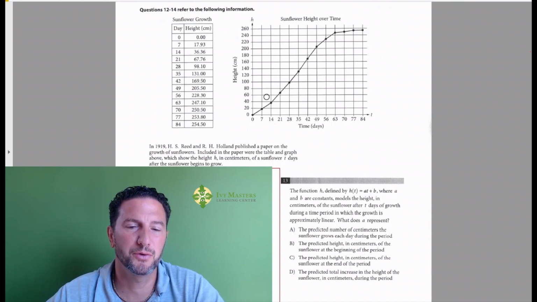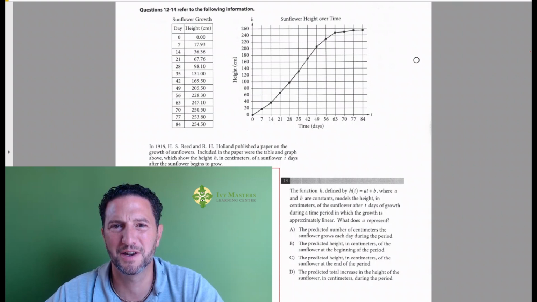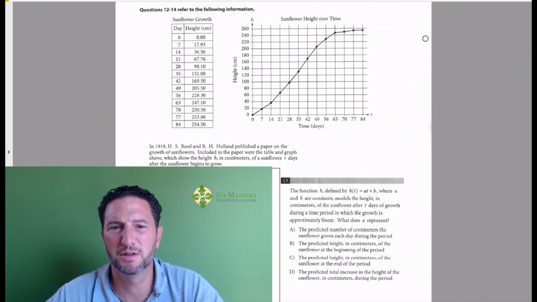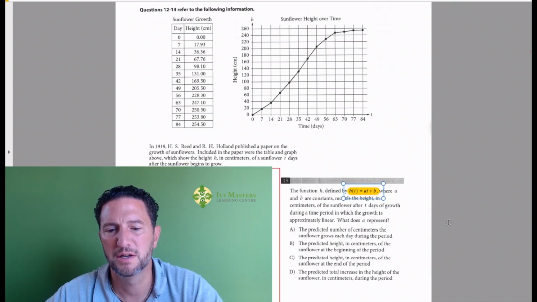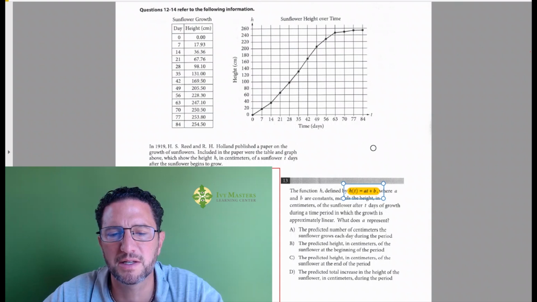And what we see for 13 is the growth of sunflowers. And as it turns out, after they stop growing, if we were to extend this chart, what they wind up doing is they lose their leaves, they start dying. But anyway, number 13 reads, the function h defined by h of t equals a times t plus b, where a and b are constants, models the height in centimeters of a sunflower t days after planting during the time period where the growth is approximately linear.